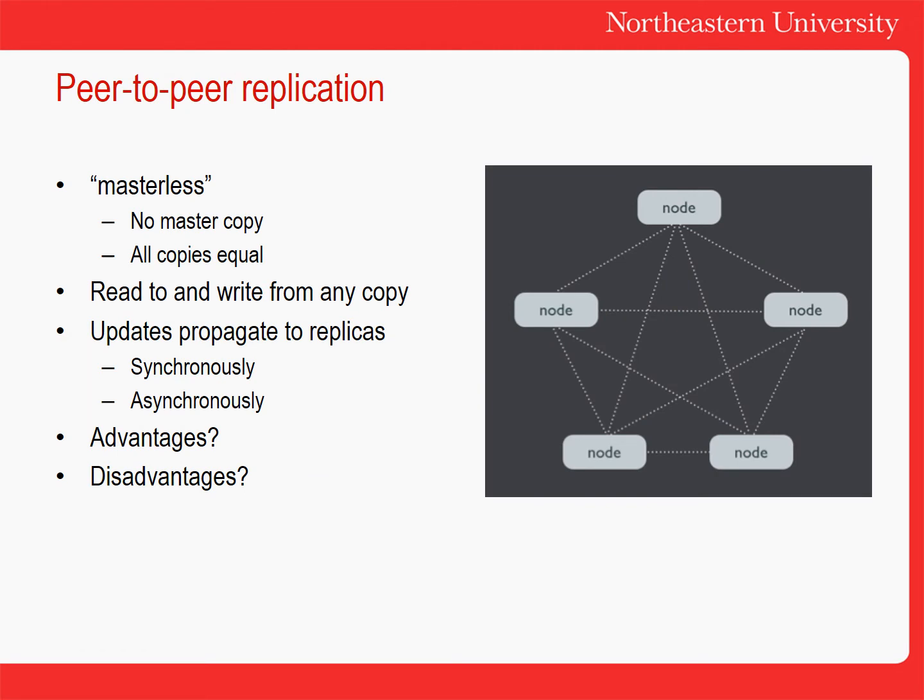Peer-to-peer replication is somewhat simpler because it's masterless. You don't have any master copy that you need to maintain. You can read and write from any copy of the data from any node, and as soon as an update is made to a particular node, somehow the system propagates either synchronously, so it waits for the updates to occur at the other nodes, or asynchronously, the request to update the object is satisfied, and then in the background the node makes sure the other copies get updated asynchronously. So the advantages of this are you can update any node. You've not got the master problem and the potential unavailability and capacity.